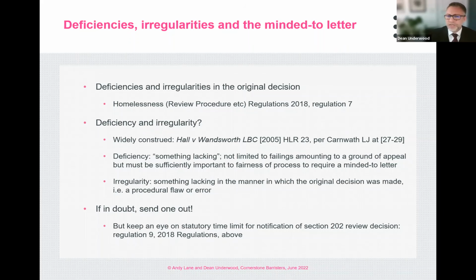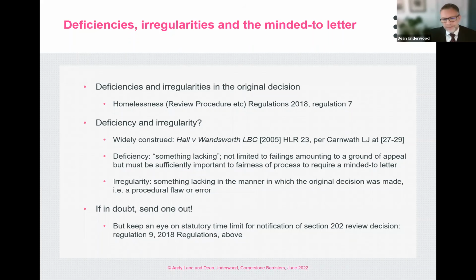And that, of course, is a procedural safeguard which is enacted to ensure that there is fairness in the application process. The failure to provide that safeguard, or I should say the alleged failure to provide that safeguard, is, however, an error that is commonly encountered in Section 204 appeals. Why is that? Well, at least part of the reason, perhaps the main part of that reason, is that the concepts of deficiency and irregularity under statute are very widely construed and interpreted. And for that definition and interpretation, we need to look at the case of Hall and Wandsworth London Borough Council. It's the judgment of Lord Justice Carnwath at paragraphs 27 to 29.